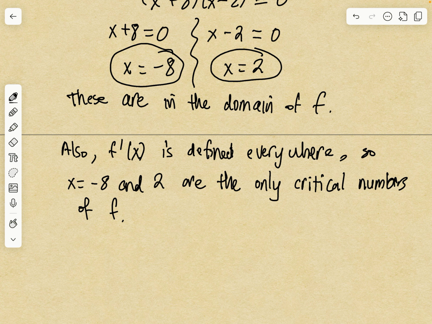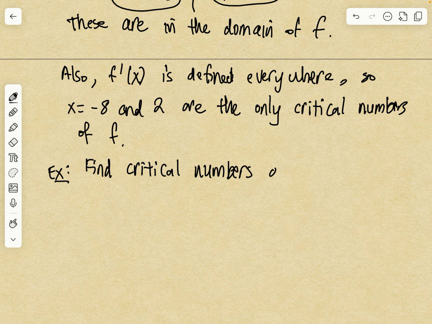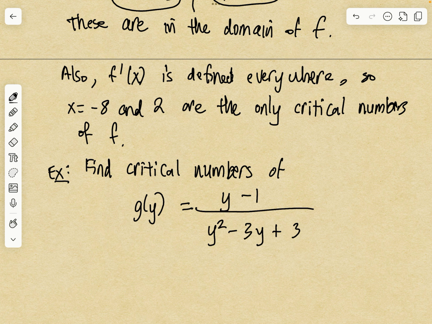There's one that's a bit more complicated. Let's just do one more. What are the critical numbers of g of y equals y minus 1 over y squared minus 3y plus 3? Take a few minutes, maybe 5 minutes, and try to solve it yourself, and then we'll check answers.